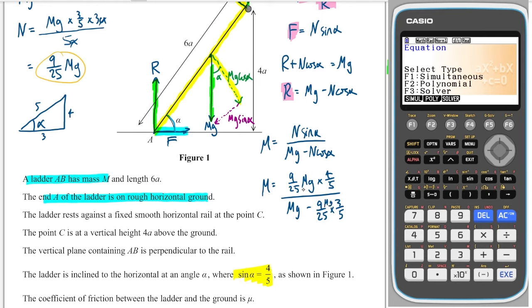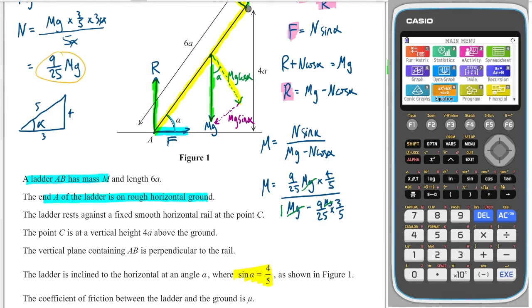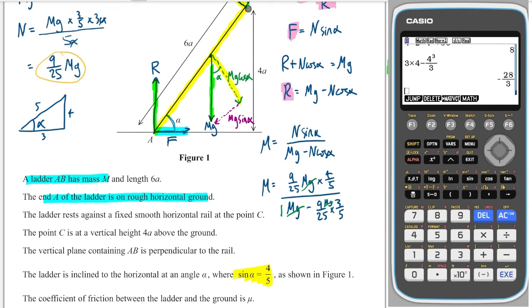Okay, so the mg's will cancel out of everything, and that'll leave me with just 1 there. So the calculation I need to do is 9 over 25 multiplied by 4 over 5, over 1 minus 9 over 25 multiplied by 3 over 5. That gives 18 over 49. So mu equals 18 over 49.